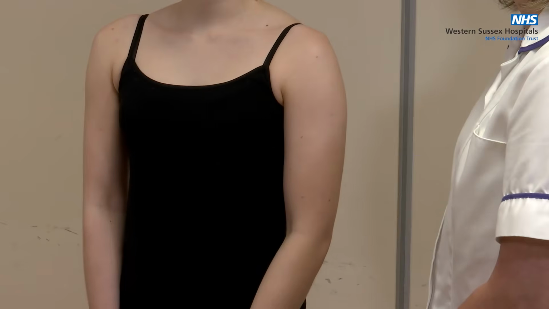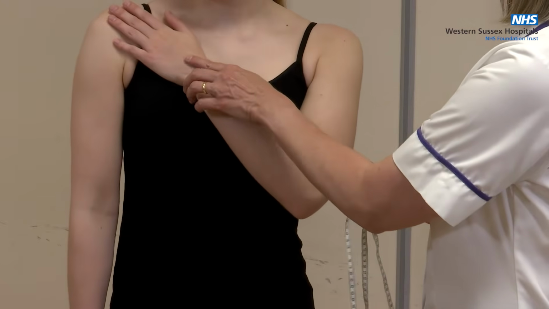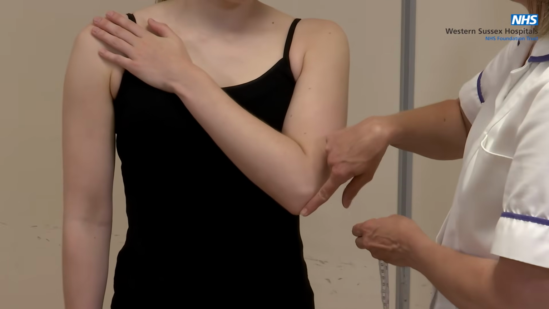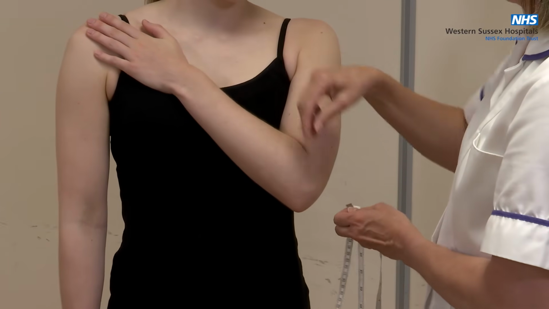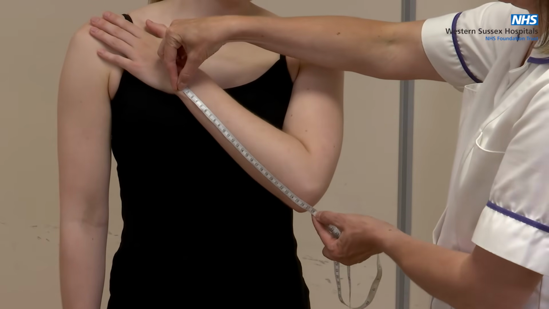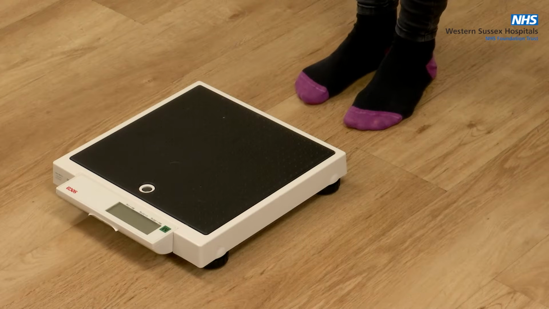To measure the ulnar length, ask the patient to place their arm across their chest to the opposite shoulder, ideally their left arm. Measure from the elbow to the midpoint of the prominent bone on the wrist and measure to the nearest ½ centimetre. Use the conversion charts which are available on our website to convert this measurement into an estimated height.